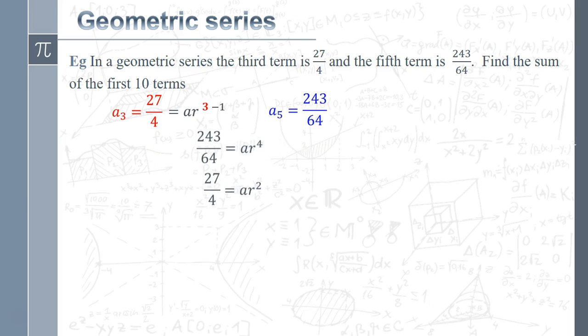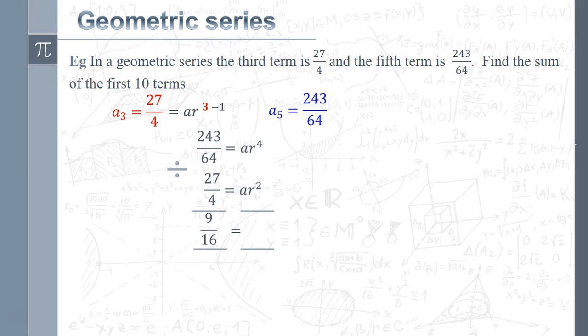But what I'm going to do here, rather than adding or subtracting, as you might be familiar with when you're eliminating a variable, this time I'm going to do some dividing. And you'll see the reason for that when we do some dividing on the right-hand side. So divide the left-hand side. I've got 243 over 64 divided by 27 over 4. That gives me 9 over 16.